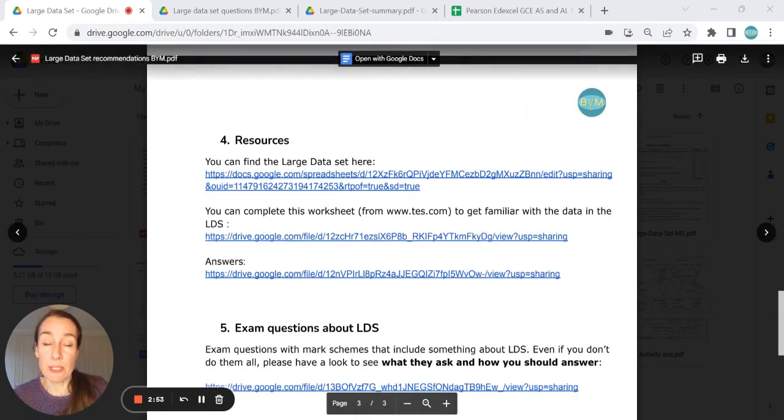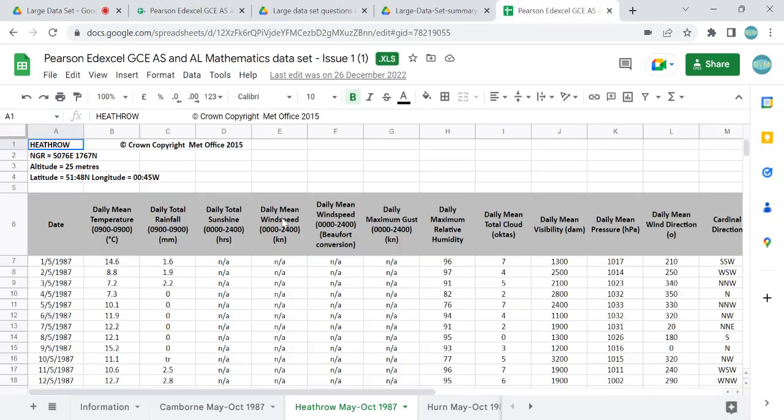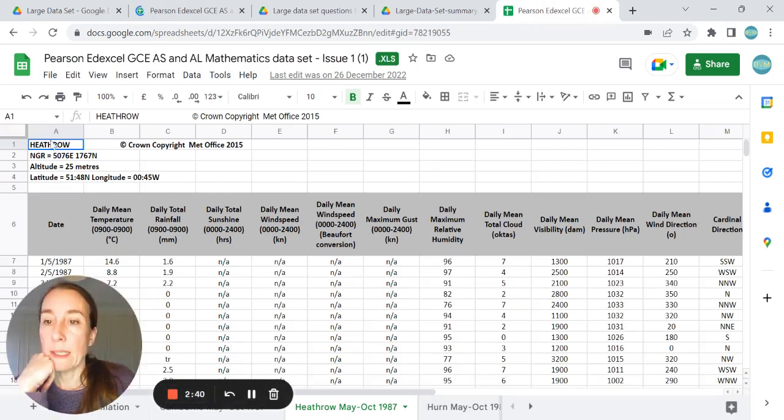Then in resources, you have the large data set. If you click here, you will open the large data set itself. It's loading, and you have tabs per town, and in each tab you will have all the data for the days. It's just for you to have a look and to play around with it.